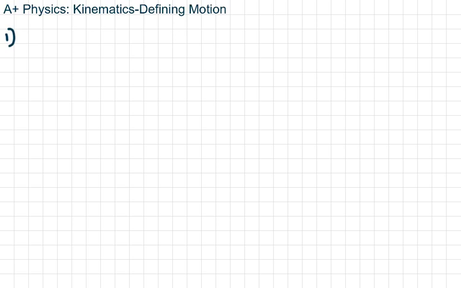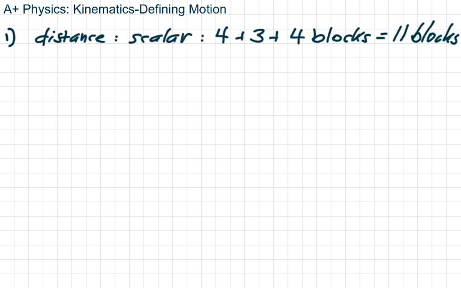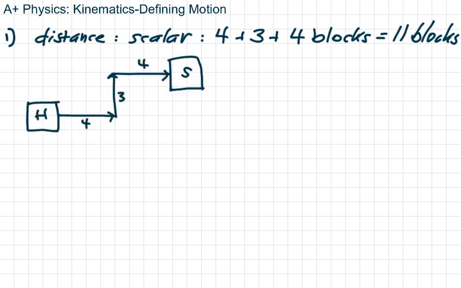So number 1 addresses distance and displacement. Remember that distance is a scalar. Direction doesn't matter, so you simply just add up the amounts. I have 4 plus 3 plus 4, so that distance is going to be 11 blocks. But displacement is a vector, and it's from start to finish, straight line, straight arrow from start to finish. So as we travel from home to school, we have 4 blocks east, 3 blocks north, and 4 blocks east.